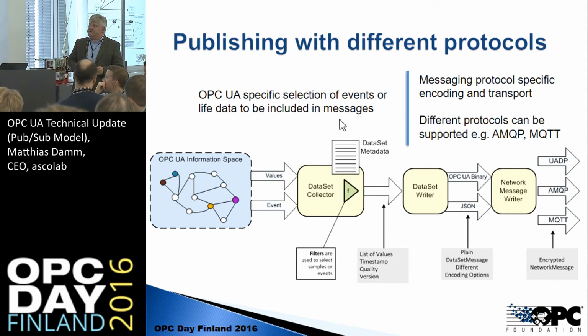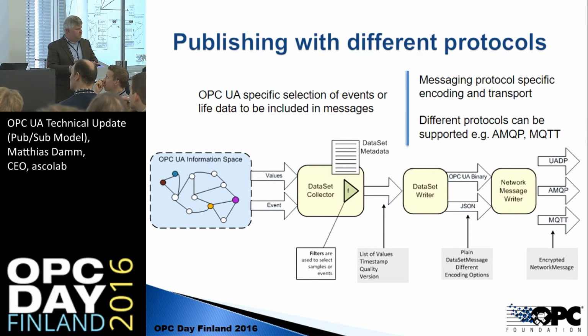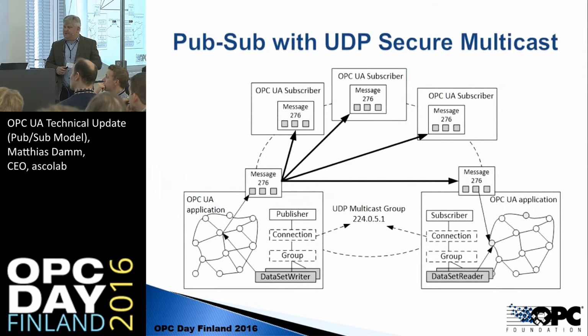And the two main models are either peer-to-peer with UDP, and there the messages are sent by the publisher to a multicast group. So the UDP multicast is doing the distribution of the messages. So there's not really a middleware in between.